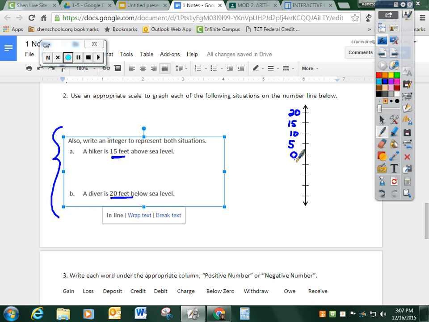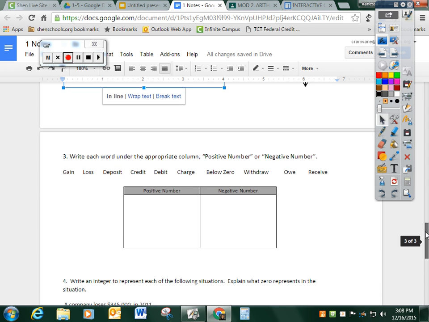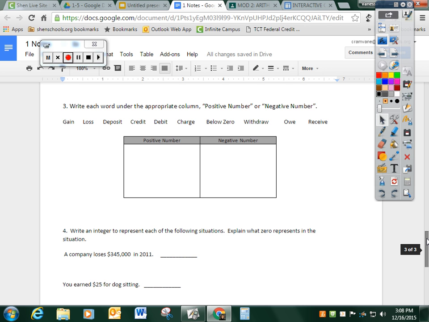Now I'm going to go the opposite direction. One space is still worth 5, but now we're negative 5, negative 10. You can skip count, negative 15, and negative 20. Okay, so now I'm going to scroll down, and we're going to talk about some words. Okay, write each word under the appropriate column, positive number or negative number.